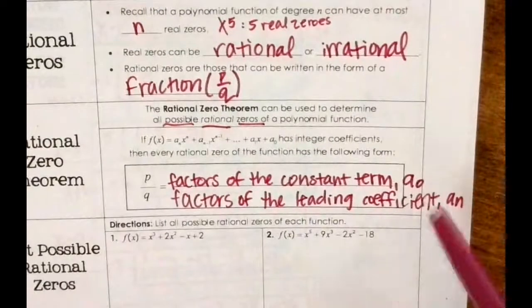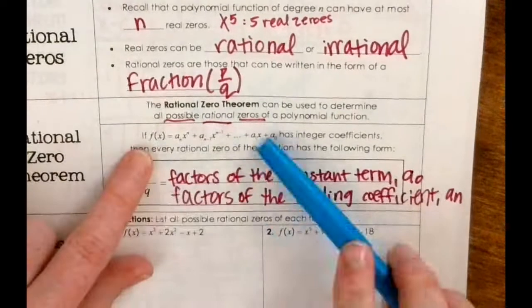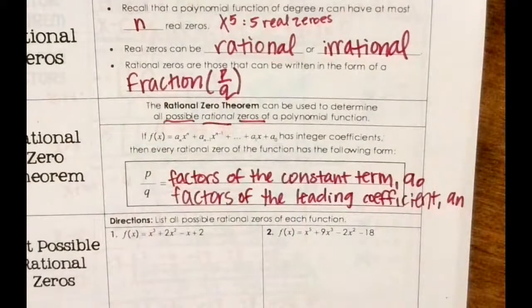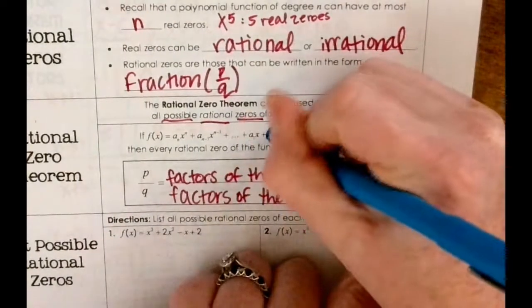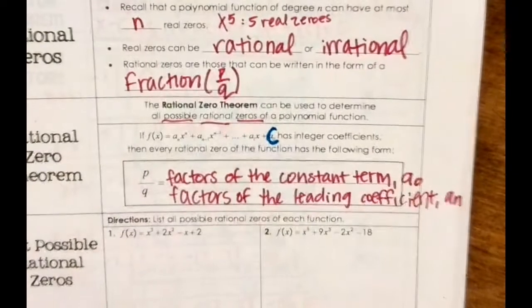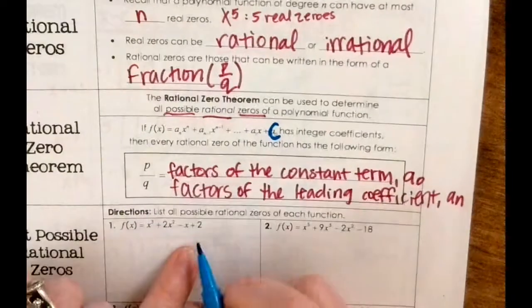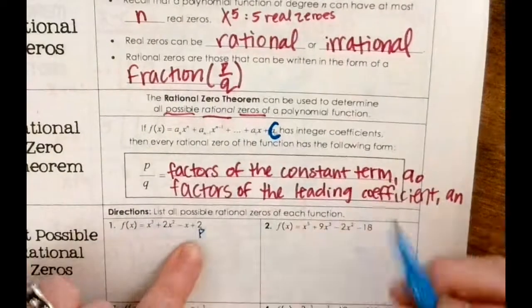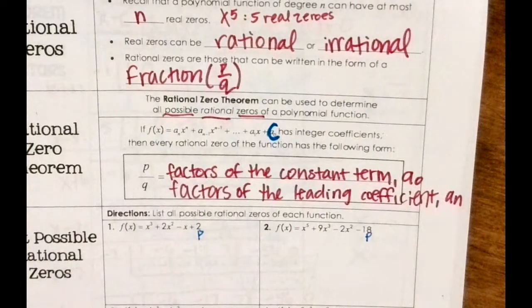Okay, so you don't really have to know what a sub 0 and a sub n mean. We haven't really learned what that means yet. This is just a sequence. But the constant term, a sub 0, that's your end term. That's your p, okay? So factors of the constant term just means what's added after. So like for 1, p is 2. For 2, p is negative 18. So on and so forth.